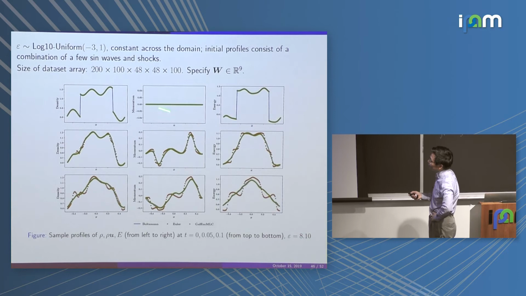We take the Knudsen number to be a random variable selected from a log uniform distribution, from 10 to the minus 1 to 10 to the 3 or something like that. And then for the additional generalized moments, we select 9. Again, this is sort of done by hand.